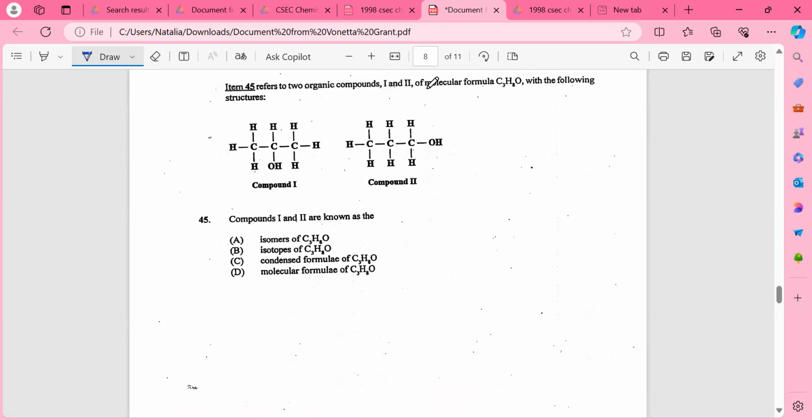So we have 2 organic compounds, 1 and 2, with molecular formula C3H8O, which have the structures. So in this structure, we have 2-propanol, and in this structure, we have 1-propanol. So these compounds have the same molecular formula, but the atoms are arranged differently, so they are isomers.